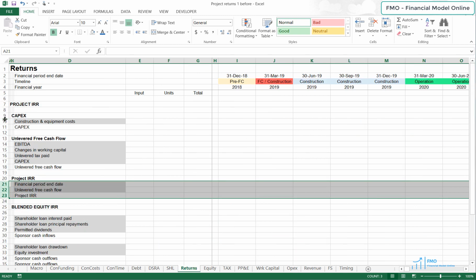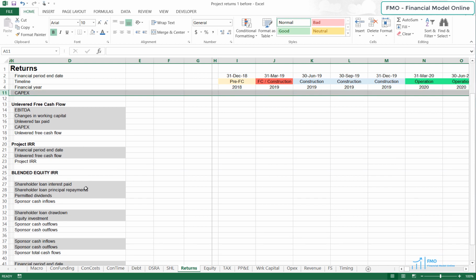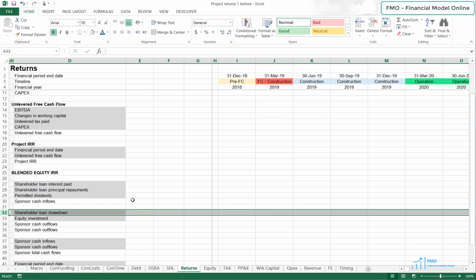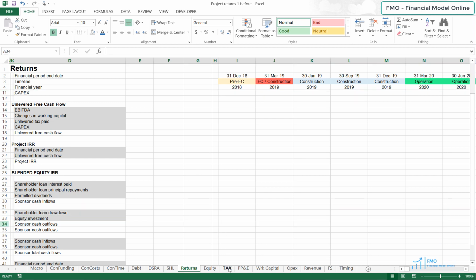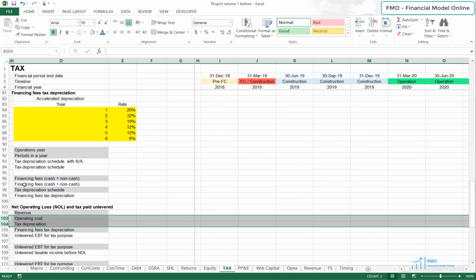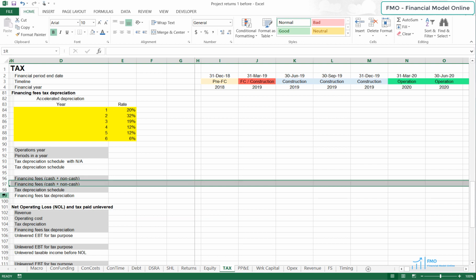The construction and equipment cost will go to the project's CapEx calculation, which will be used to model the project's IRR. The shareholder loan cash drawdown will be used to model the sponsors' cash outflows. And the financing fees will be used to model the financing fees tax depreciation expense to get to unlevered tax paid.